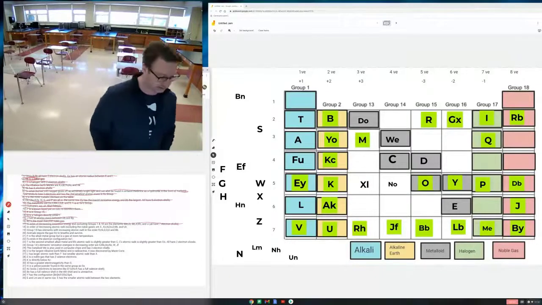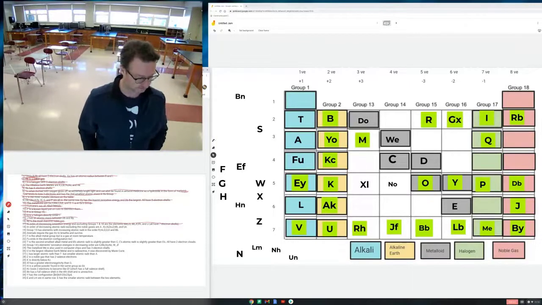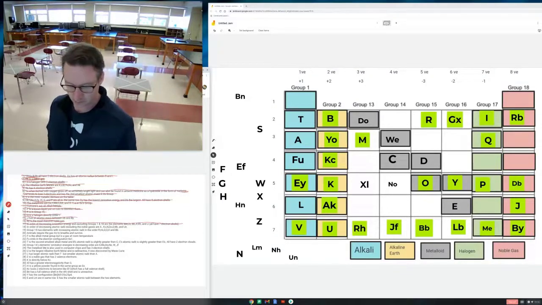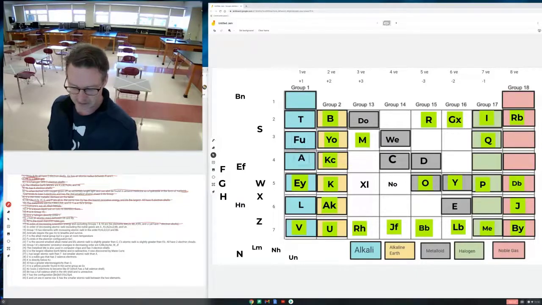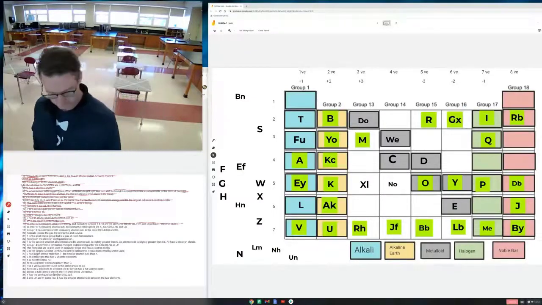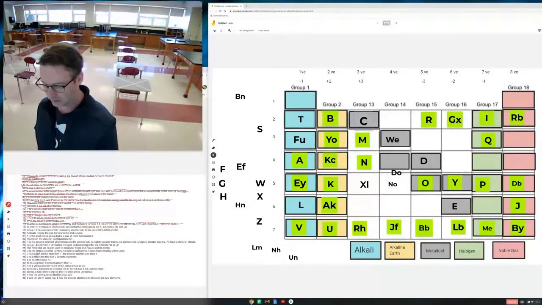So this is giving us a list from left to right, and it says excluding noble gases are A followed by Kc. Well, I just established that Kc went there, so that means that A must be in the same row. So I can lock that in place. Kc, N, Do. I have an element here, but Do is a metalloid. We knew that much, but we didn't know where it went. Now we know it's going to go in this row as a metalloid.